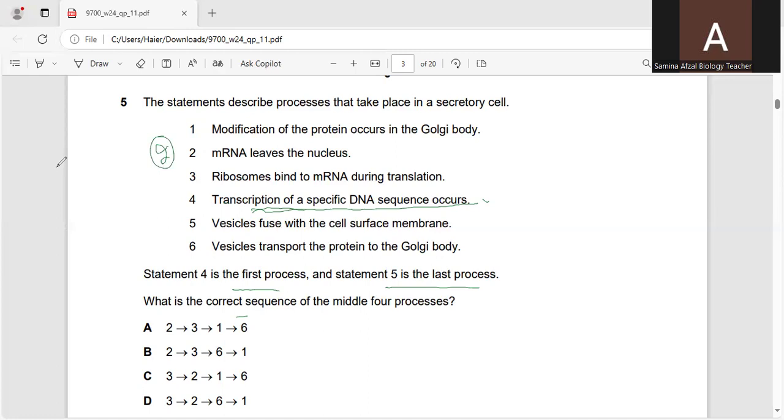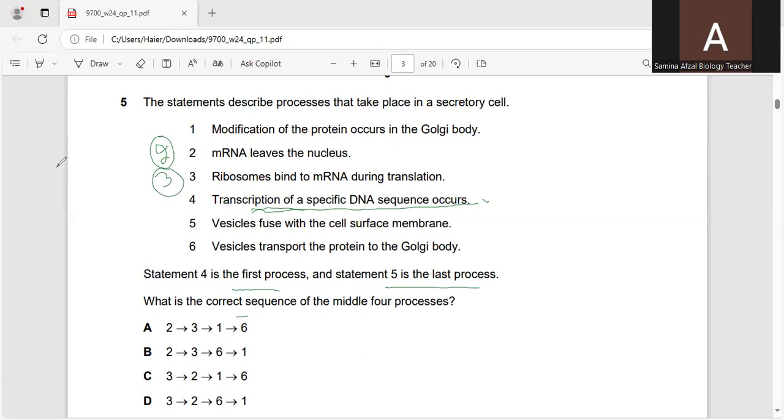Then the statement: ribosomes bind to messenger RNA during translation. So the second stage of protein synthesis takes place when messenger RNA leaves the nucleus. The messenger RNA binds itself on the ribosomes for the second stage of protein synthesis, which is translation. So this is the third statement.